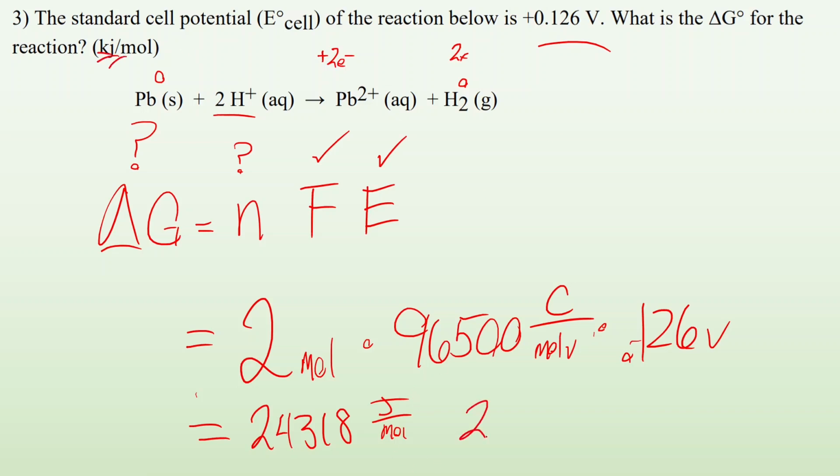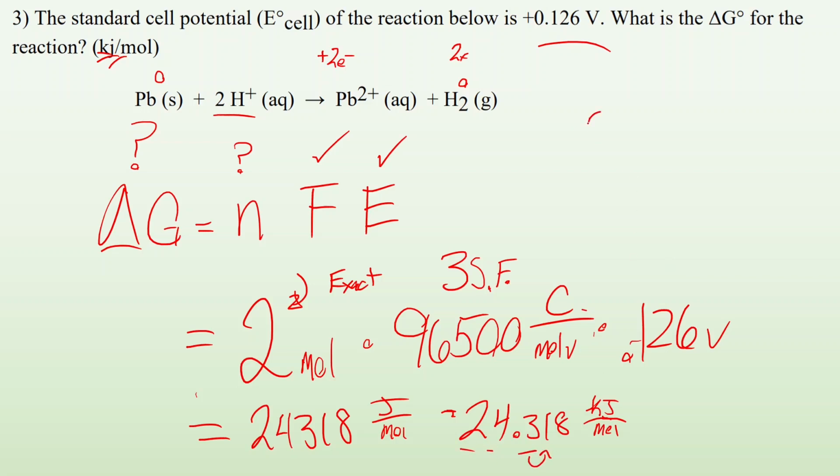So that's really 24.318 kilojoules per mole. But now I've got to account for sig figs. You might think that this 2 only has 1 sig fig, but this is an exact number. You've counted exactly 2 electrons. It's not a measurement, it's exactly 2. So it has an infinite number of sig figs. The 96,500 has 3 sig figs as I used it, and so does the 0.126. So I've got to round this to 1, 2, 3 sig figs. Let's see what's next to it. I end up with 24.3 kilojoules per mole.